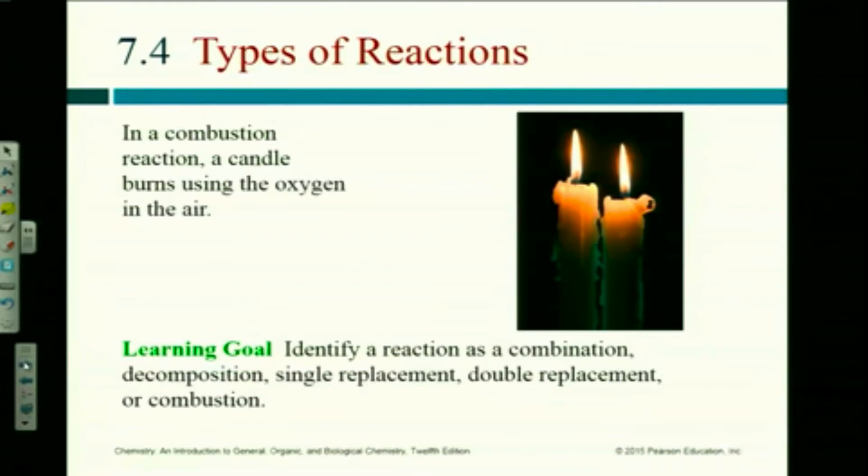Okay? Here we have a candle, right? And it's burning. When you see something burning, that's called a combustion reaction. And it's a special type of reaction. It's not the only type of reaction.